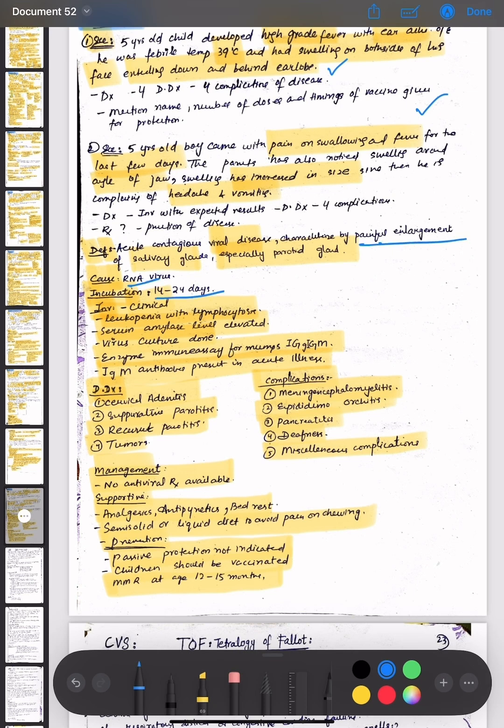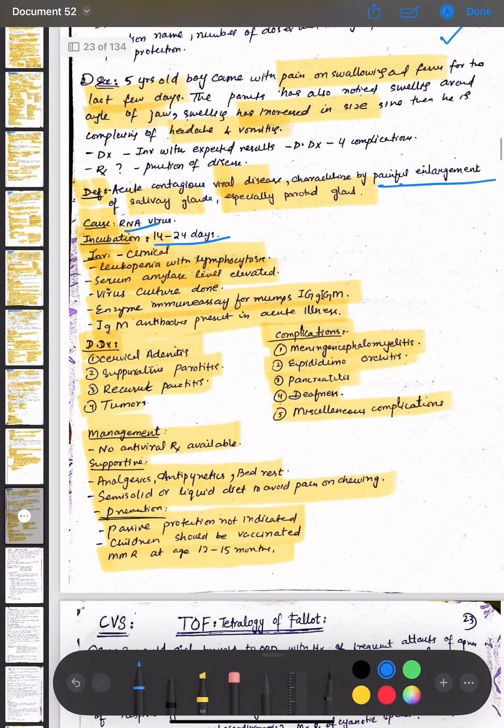The investigations is clinical, and leukopenia is done, serum amylase check, virus culture is done, enzyme immunoassay for mumps is done, and IgM antibodies are present in acute illness. The differential diagnoses are cervical adenitis, suppurative parotitis, recurrent parotitis, and tumors, and these are the complications. The management options are supportive and prevention should be done.